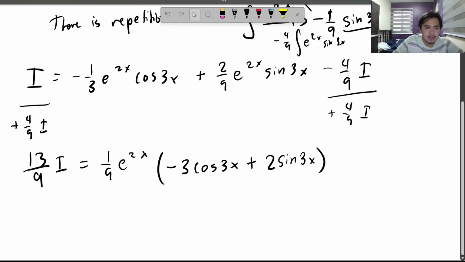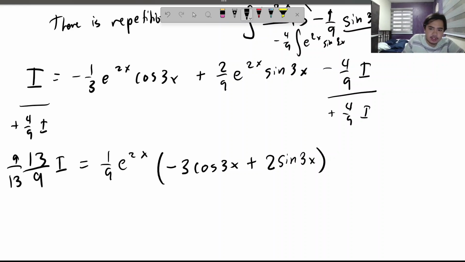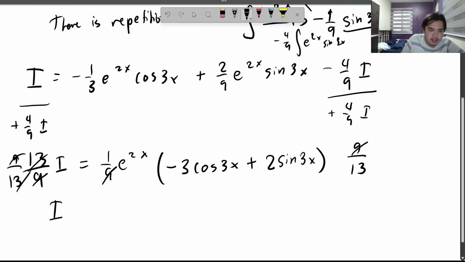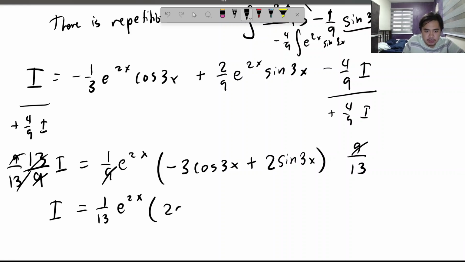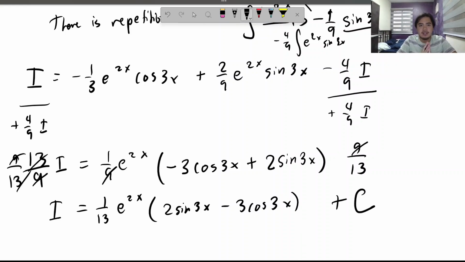Alright? So now to isolate I, which is what we want, we just multiply both sides by 9/13. So this and that cancel, this and that cancel, and this and that will cancel. So that's good. So now the integral is, there's 13 here, so it's now 1/13 e to the 2x. Then let's rearrange it a bit so that the positive comes first: 2 sine 3x minus 3 cosine 3x. Then we add plus C as is custom, and there we go. That is the actual answer for this question.